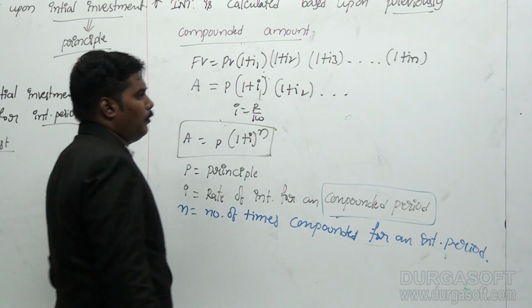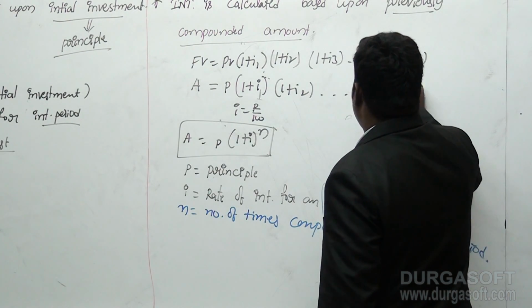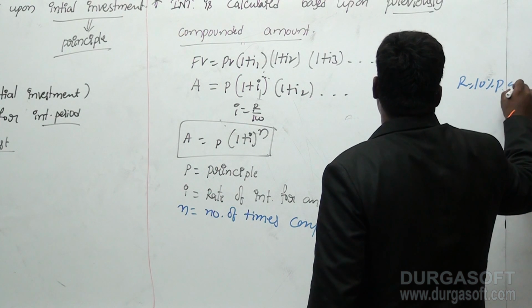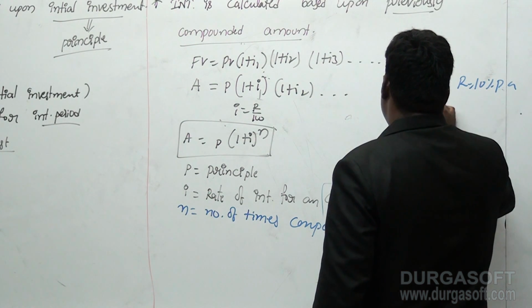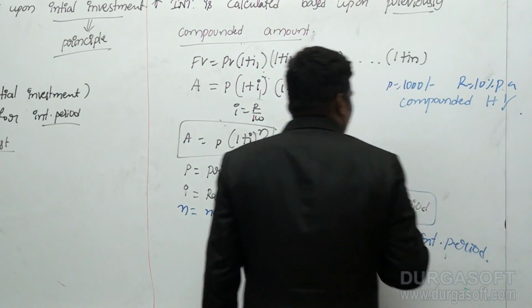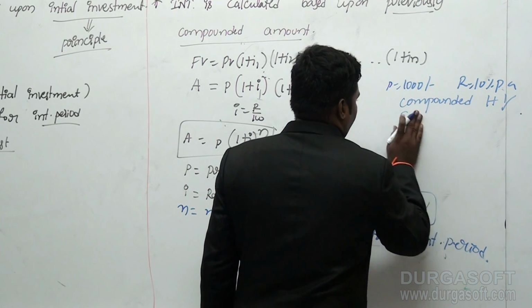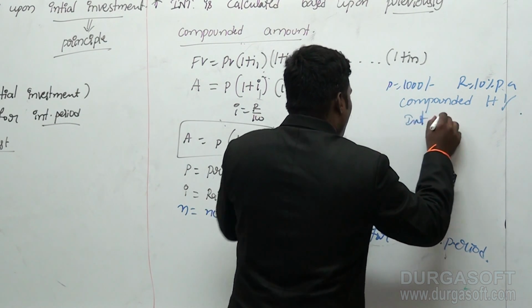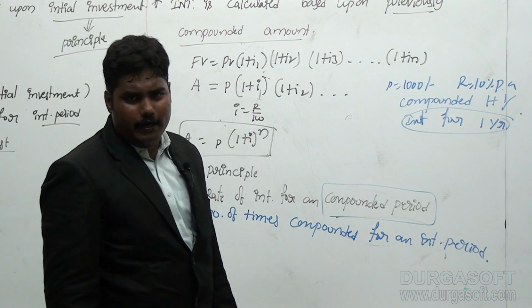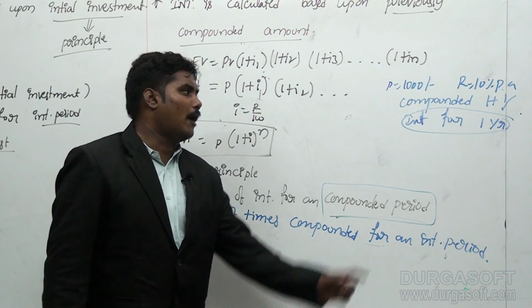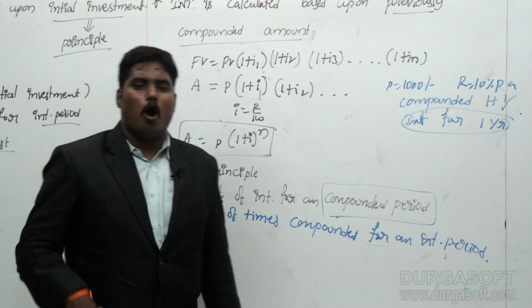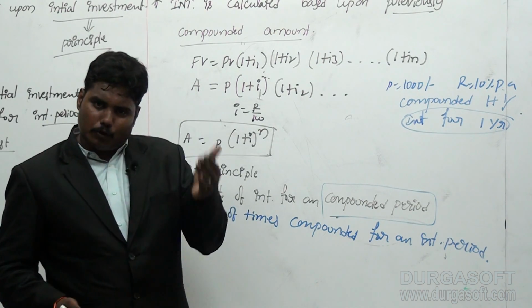Number of times compounded. Suppose I am compounding twice. Principal is equal to 1000 rupees, rate of interest is equal to 10% per annum, compounded half yearly. What is the interest for 1 year? In this 1 year, how many times compounded? If compounded half yearly, how many times for 1 year? 2 times. How many times for 2 years? 4 times. How many times for 3 years? 3 into 2, 6 times.